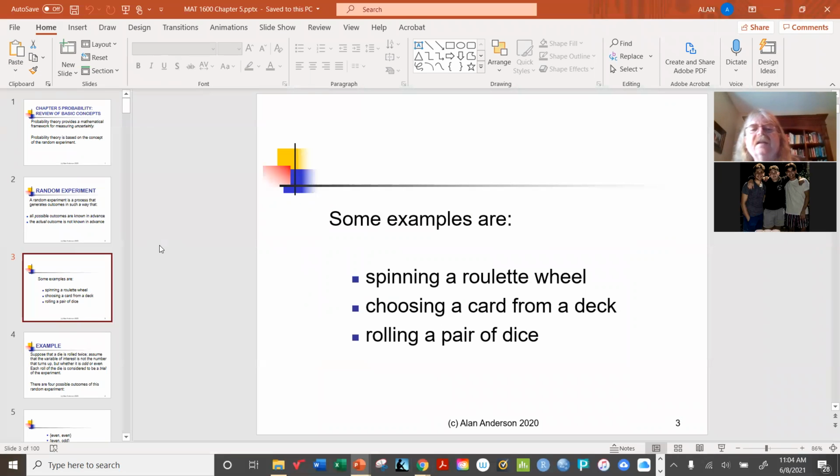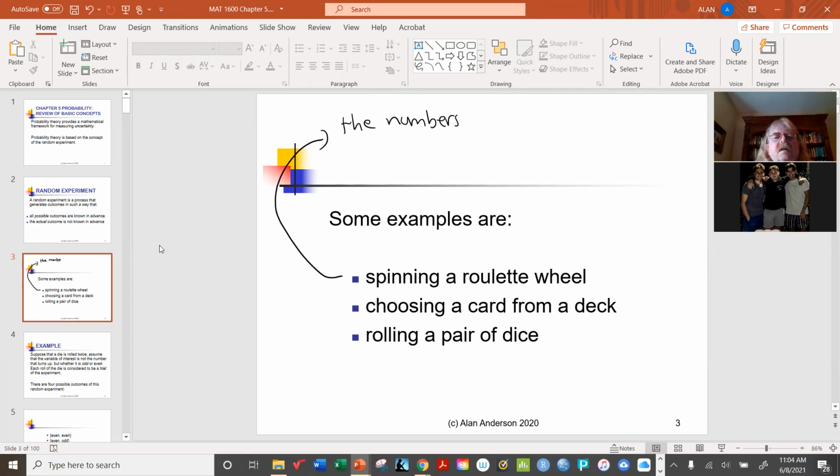So what's interesting about this game is that there are numbers that range from 1 to 36, and those numbers are all red or black. And 0 and 00, which are green.